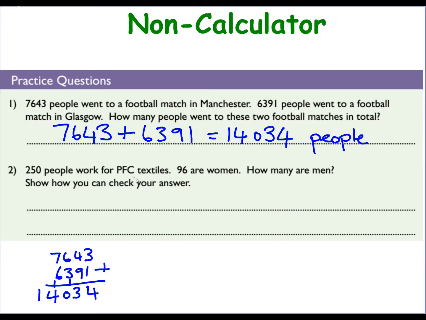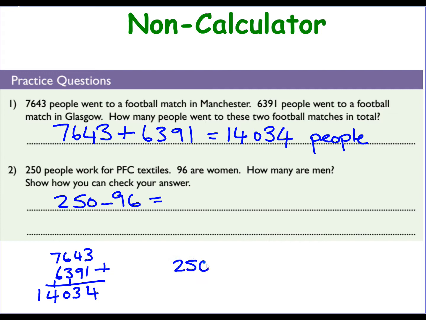250 people work at PFC Textiles, 96 are women. How many are men? So this is asking us to take away the number of women from the total number of people to give us our answer. Again, use whichever subtraction method you feel is best for you. So this time I'll use the chunking method to show you how to do this.